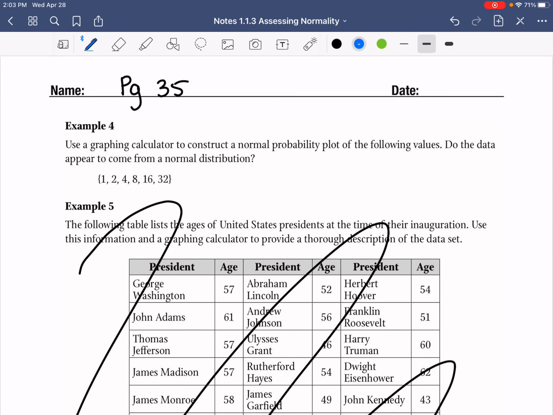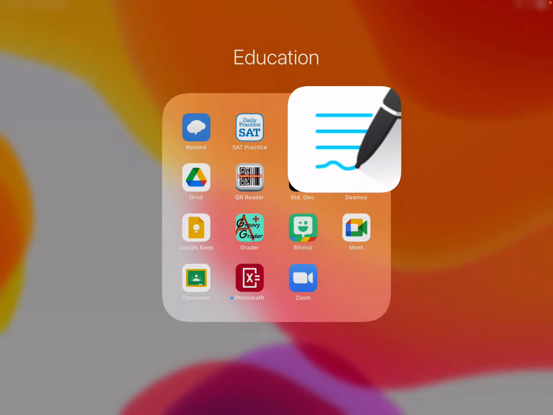It says use a graphing calculator to construct a normal probability plot for the following values. We don't have a graphing calculator. We just have that website that we're going to use. Did the data appear to come from a normal distribution? Okay, so the way that it works when you graph your normality plot, it'll look like this. Your data goes over here, and then these are your z-scores. So it could go up 1, 2, 3. It could go down 1, 2, 3. So our data is 1, 2, 4, 8, 16, all the way to 32. I didn't write all of them. But we're going to go ahead and make our normality plot using this website.